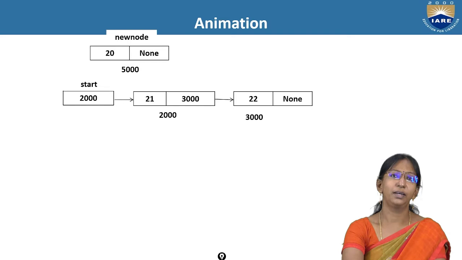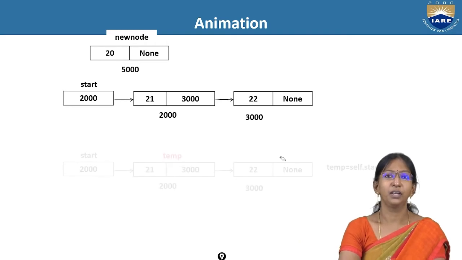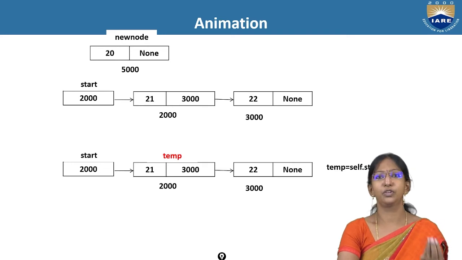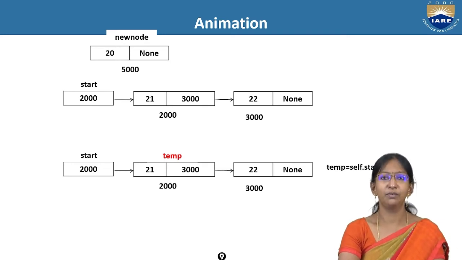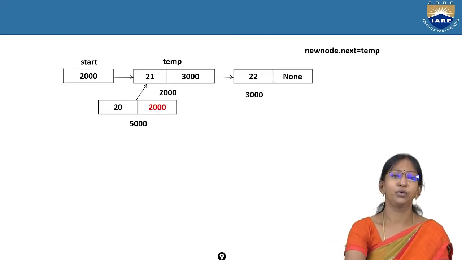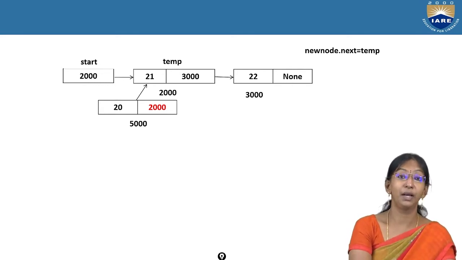The new node's data is 20 and it is at location 5000. The stack is in this way, 21 followed by 22, right? So we have to insert. Give a name to the first node, which is temp. The first node will be the top also. I'm going to insert the element as the first element at the beginning, so the first element will be the top element.